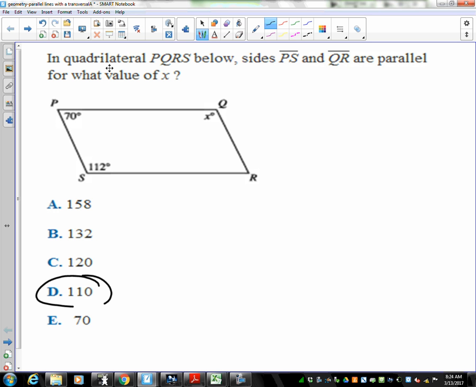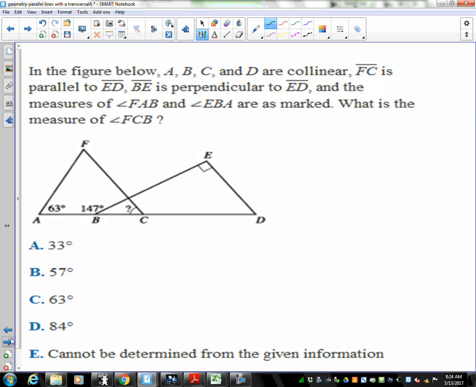Okay, number one was done in class here, and the answer for the angle X here was 110 degrees. You had this angle and this angle formed by these parallel lines and this transversal. So they were same side interior, which meant that they were supplementary. Okay, now the next was not really anything to do with parallel lines and transversal.